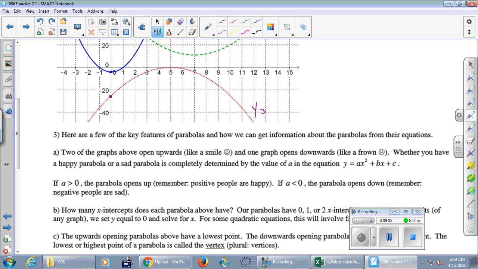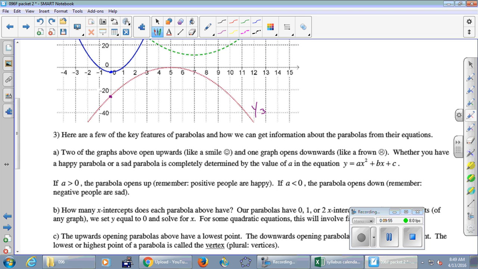Whether you have a happy parabola or a sad parabola is completely determined by the value of A. If A is positive, the parabola opens up. A little mnemonic here: remember, positive people are happy. So if A is positive, you have a happy parabola. If A is less than 0 or negative, the parabola opens down. Remember, negative people are sad. Good? Okay.